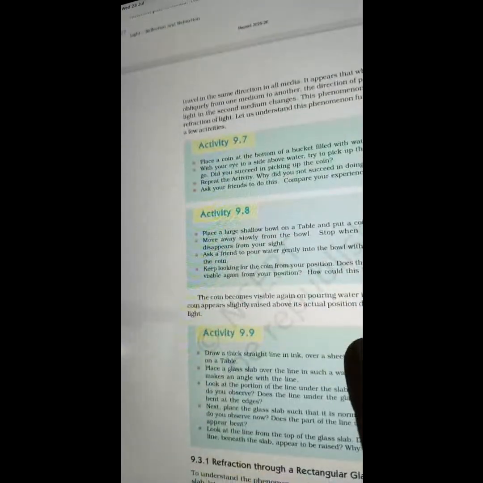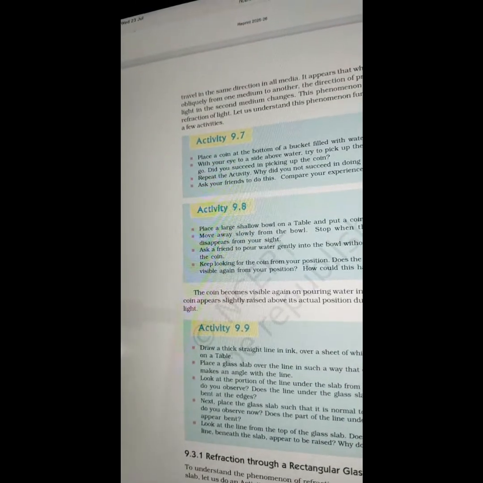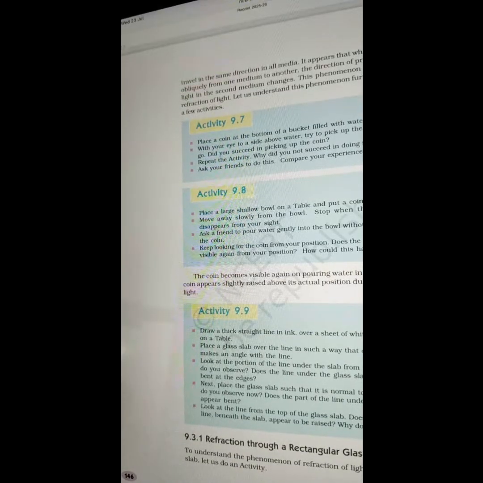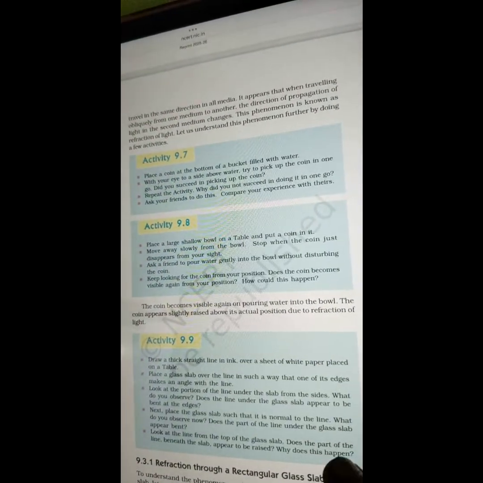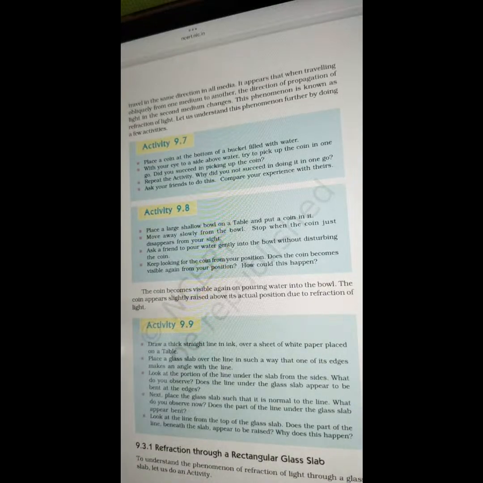So we have read till here. You will find that the extent of the effect is different for different pair of media. These observations indicate that light does not travel in the same direction in all media. It appears that when traveling obliquely from one medium to another, the direction of propagation of light in the second medium changes. This phenomenon is known as refraction of light. Let us understand this phenomenon further by doing a few activities. So we are here on these activities now.